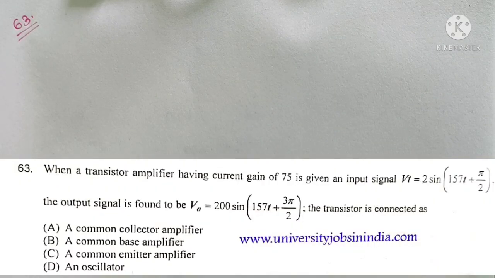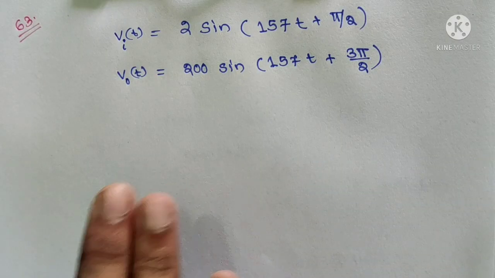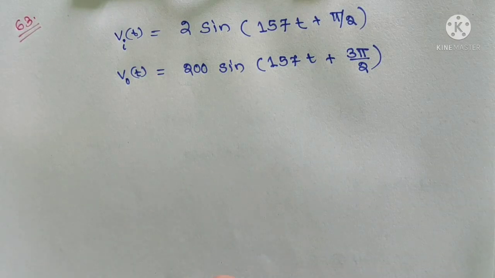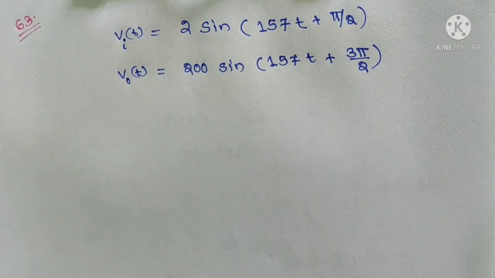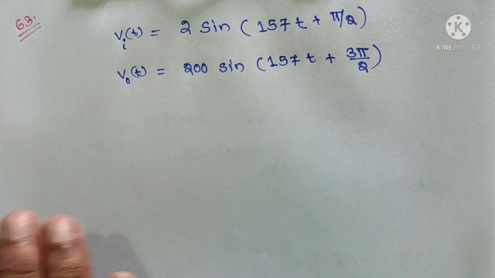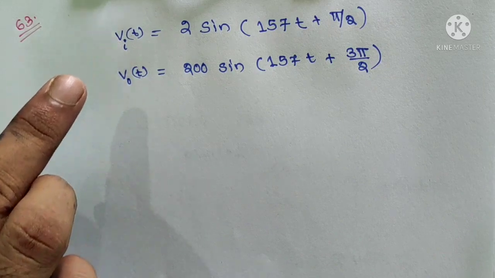Question number 63. When a transistor amplifier having current gain of 75 is given an input signal Vi and the output signal is found to be this V0, the transistor is connected as. So input and output signal of a transistor is given. To check whether the transistor is in common base or common emitter or common collector connection, just calculate the phase difference between the input voltage and output voltage.